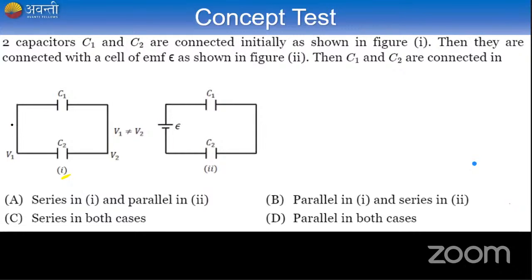Now what happens? After some time, I'll cut this wire and attach a cell of EMF E. Then what are the respective C1 and C2 connections in this case? What is the type of connection in figure 1, and what is the type of connection in figure 2? If you are figuring this out, it would be great.